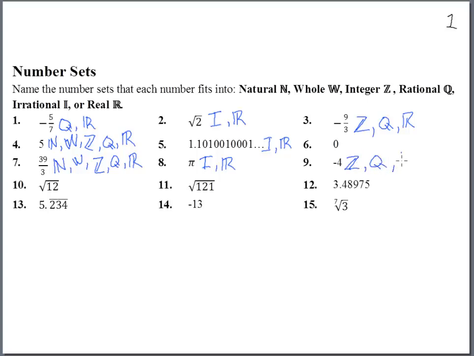Square root of 12, does that come out nice? It does not. So square root of 12 is going to be irrational and real. Square root of 121, that comes out to be 11, which is indeed a natural number. So that means it is a whole number. It means it is an integer, rational, and indeed real.